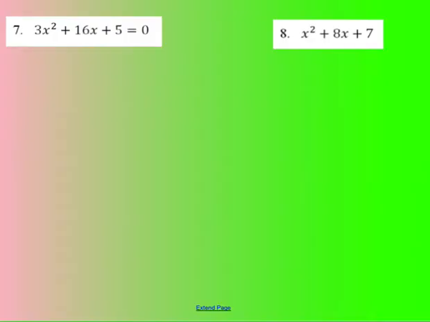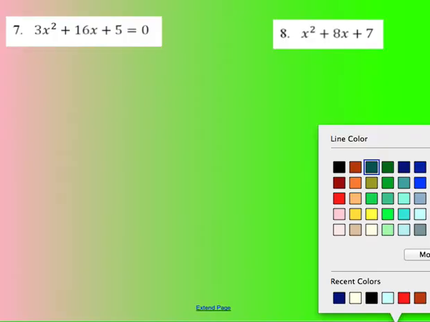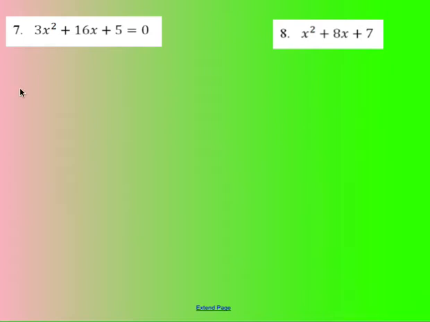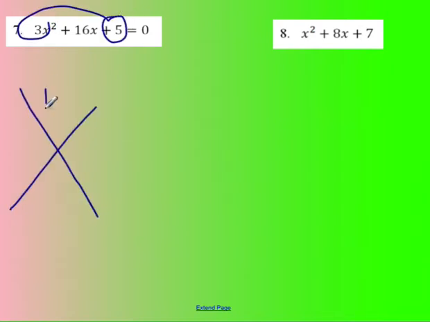All right, let's take a look at number 7. So for number 7, we're going to get our x set up to start off with. So when we set up our x, we're going to take 3 times 5, which is 15. So we're multiplying to 15 and adding to 16. So to do that, we need to use 15 and 1. So now I'm going to rewrite this out.